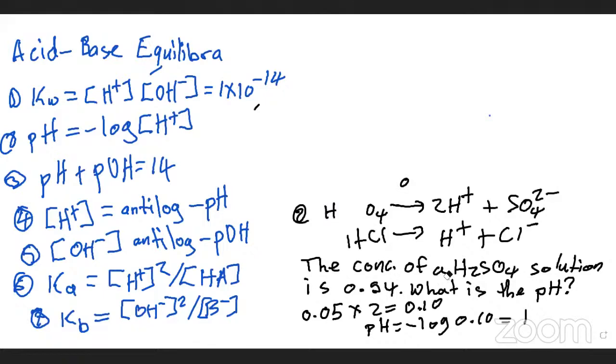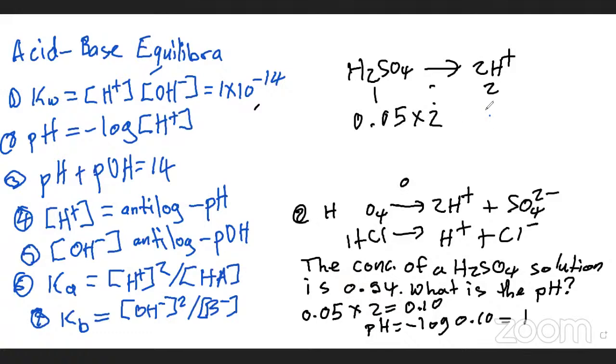So the last one, it's a strong acid, right? The only difference between it and the first one is that whenever it dissociates, you are getting two hydrogen ions. In terms of mole ratio, one mole of sulfuric acid gives you 2 moles of H plus. So whatever the concentration of the sulfuric acid, you times it by 2 to get the concentration of hydrogen. The reason is that whenever it dissociates, you get 2 hydrogen ions.